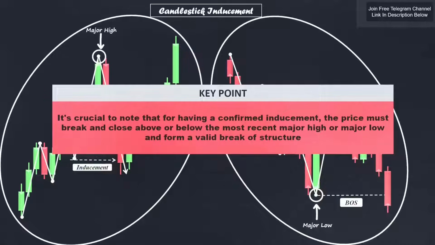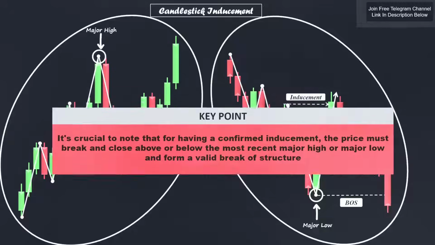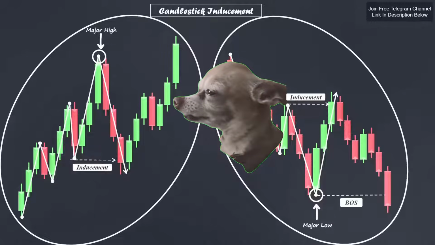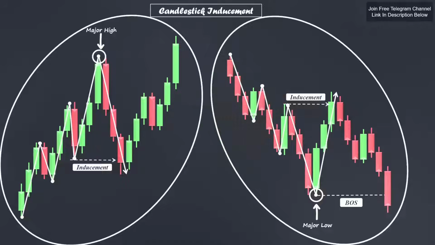There is one important rule. An inducement is not confirmed unless price also breaks a major high or low afterward. If you forget this rule, your trades will always feel like a failed mission. But if you follow this rule, you avoid 90% of fake setups.